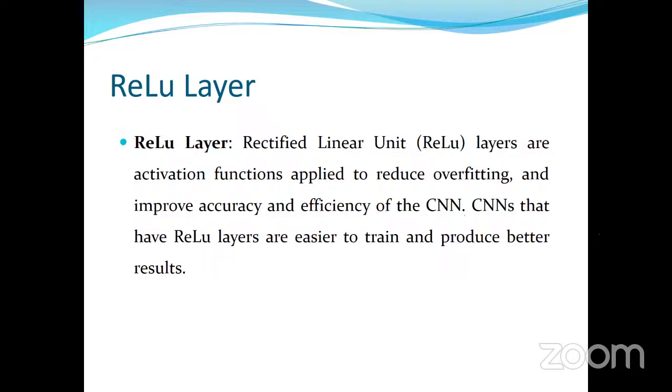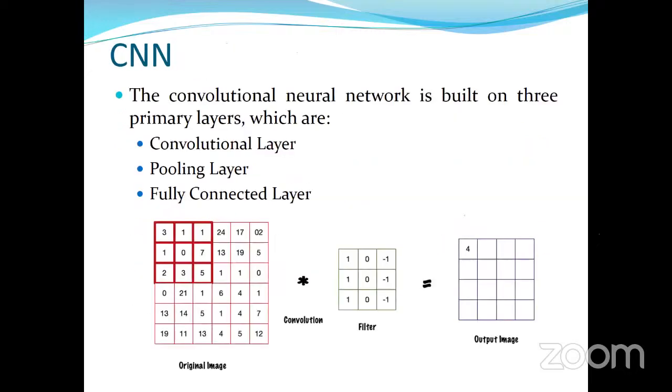This function is applied to reduce overfitting. So if you want, you can take it. Otherwise, you can go with the convolution layer, pooling layer, and fully connected layer. For example, you have this original image with you. We are applying this convolution operation, and this is a filter. This is the convolving filter, and this is your output image.